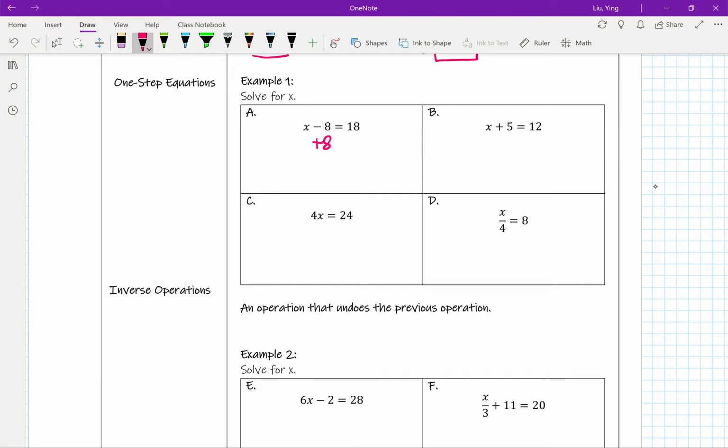Okay, now, but think about this. The scale was balanced after you took away the 8. But now you put back 8, it's not balanced anymore, right? One side is heavier than the other side. So what would you do to make it balance again? Well, you would do the same thing on the right hand side. You would add 8 scoops also on the right hand side, right? So now the equation is balanced again.